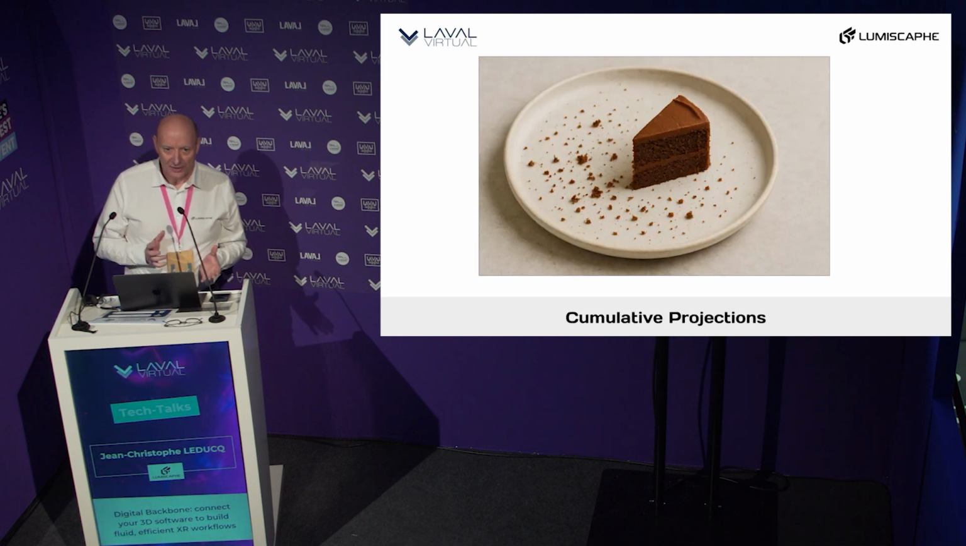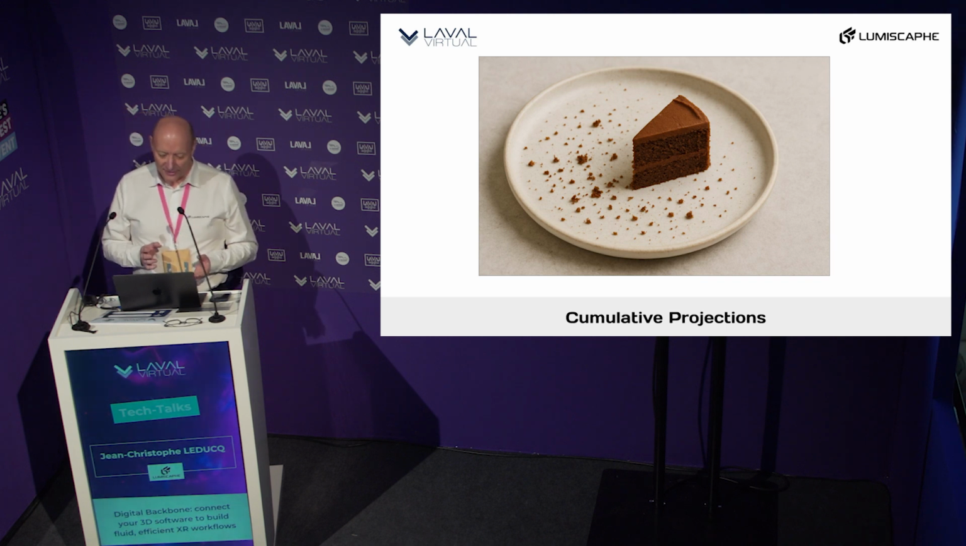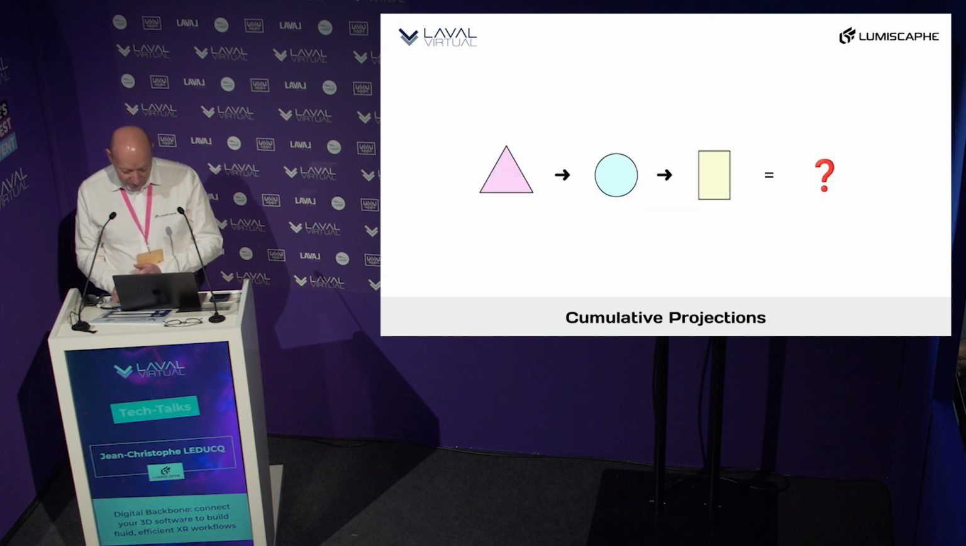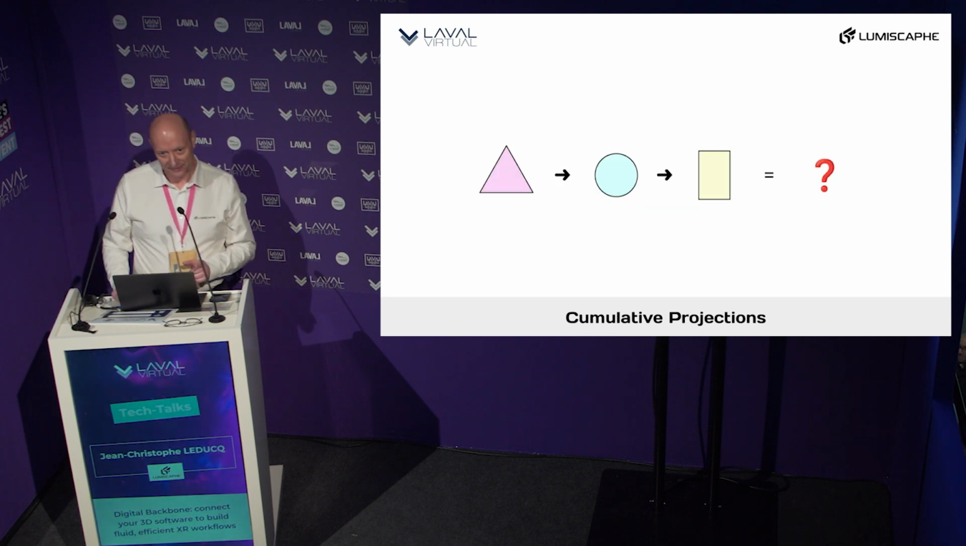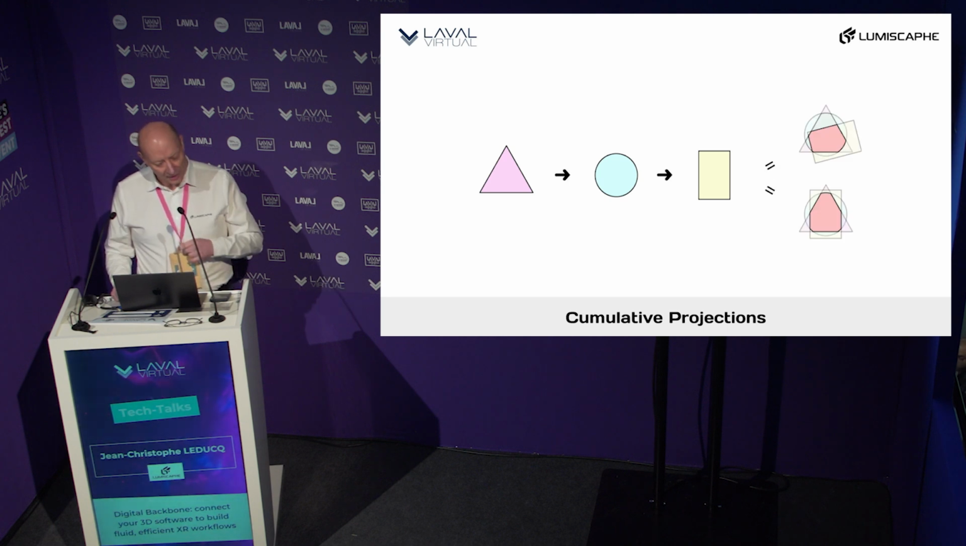Secondly, let's pretend now that we will use that several times. I suppose that a cake has been cut several times and that we lose information on that cake, obviously. So what happens if we do that? We go from world triangle to circle to rectangle. So we have two projections, and here you can see that we have infinite possibilities as a result.